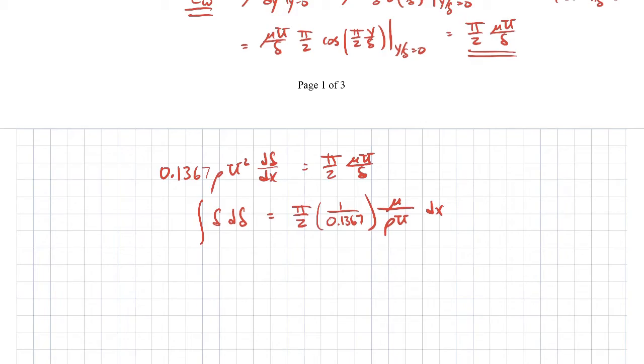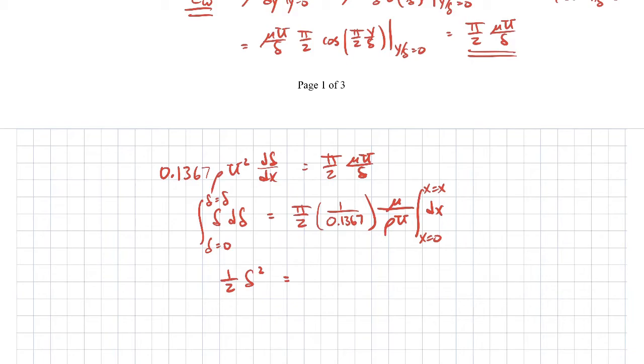When I integrate the right-hand side, I'm integrating with respect to x here. The viscosity, density, and outer flow velocity are not functions of x, so I can just go ahead and integrate that way. And what I'll do is I'll say the boundary layer thickness is 0 when x is equal to 0. All right, so we can go ahead and integrate the left-hand side. We'll get a 1/2 delta squared.